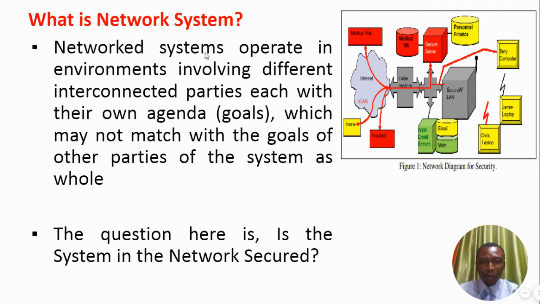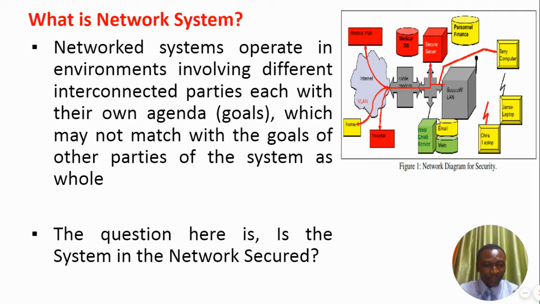Now, what is a network system? We say a network system operates in an environment involving different interconnected parties. As you can see, this party is distinct from this party. All of them have their own agenda. What the home has is different from what the medical plan has, different from what the email server has, the web, the laptop. They have their own goals, their own agenda, which may not match the goal of the others or of the system as a whole.